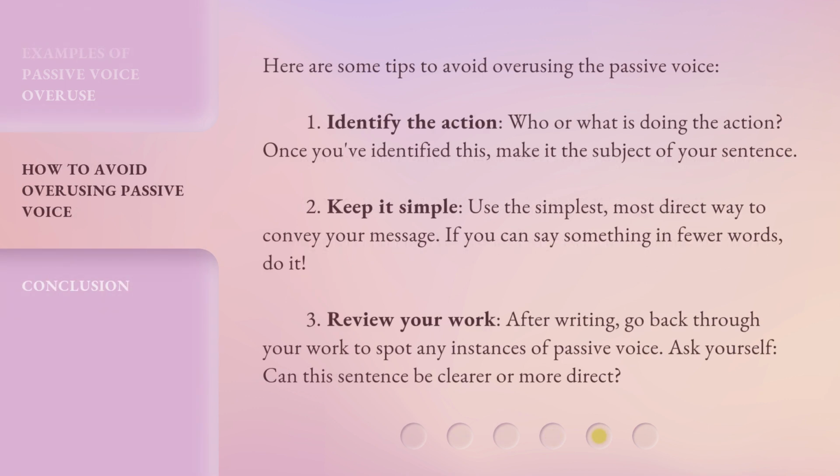Here are some tips to avoid overusing the passive voice. 1. Identify the action. Who or what is doing the action? Once you've identified this, make it the subject of your sentence. 2. Keep it simple. Use the simplest, most direct way to convey your message. If you can say something in fewer words, do it.